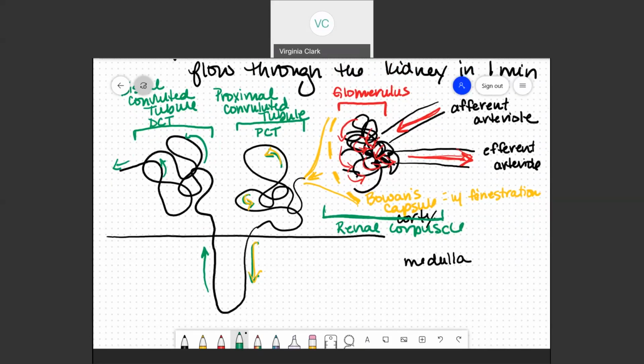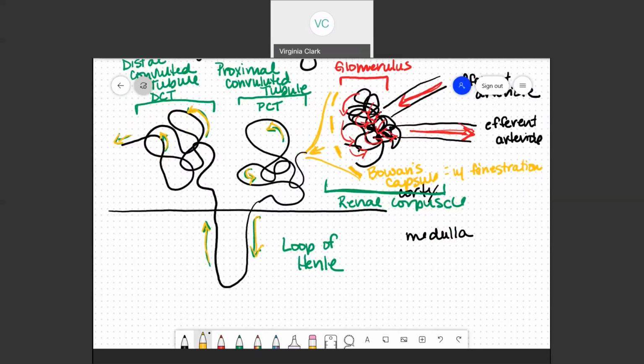This is going to be called the loop of Henle. I'm sure in lecture you're going to talk a lot about the loop of Henle, but we're just going to name it right now. So this is the direction that the filtrate is going. You'll notice that the loop of Henle is one direction. So this part will be the descending loop of Henle because it's going down. This part will be the ascending loop of Henle because it's going up.